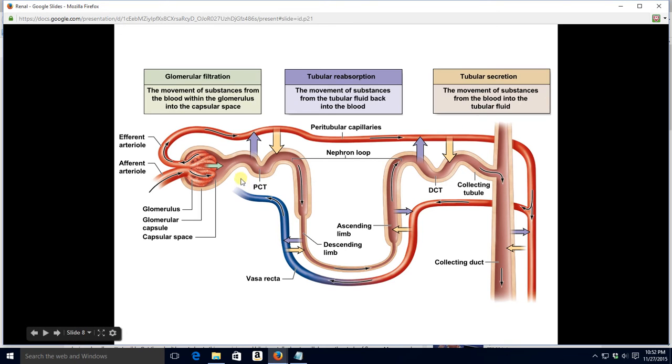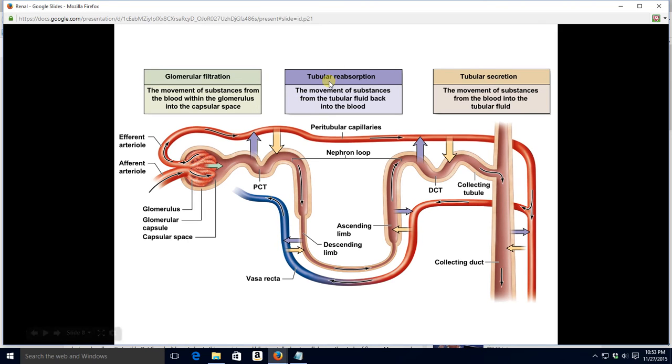So earlier we mentioned that water and small stuff gets filtered. Well, here's a crazy thought. You are filtering more than 100 liters a day. You make more than 100 liters, maybe almost 180 liters of filtrate every single day. That's crazy. Obviously, you don't make that much pee. So most of the water that you filter that ends up as filtrate needs to be taken back into the blood. That's what this arrow represents. The movement of substances, which can include water, from the filtrate in the tubule back into the bloodstream. And that process is called tubular reabsorption.